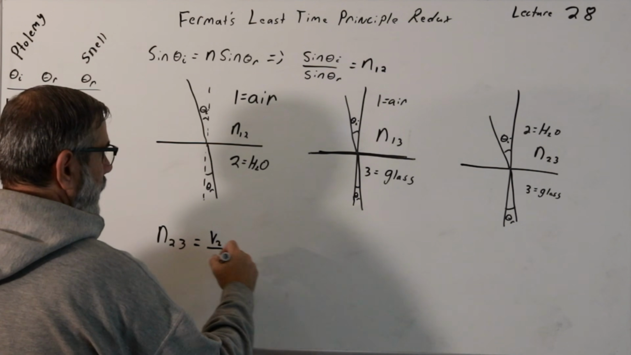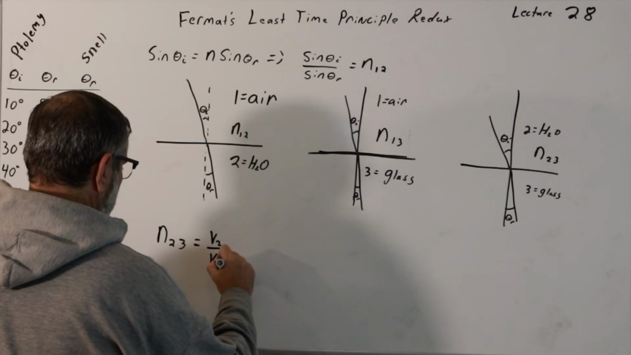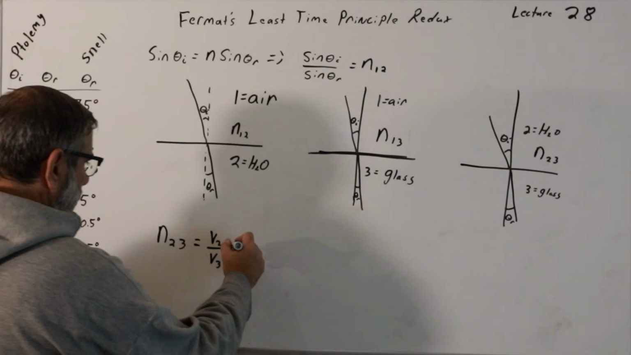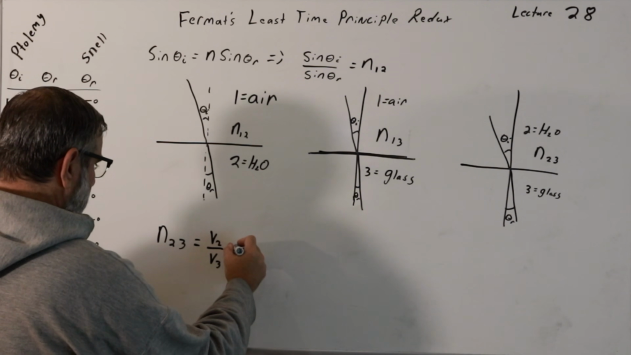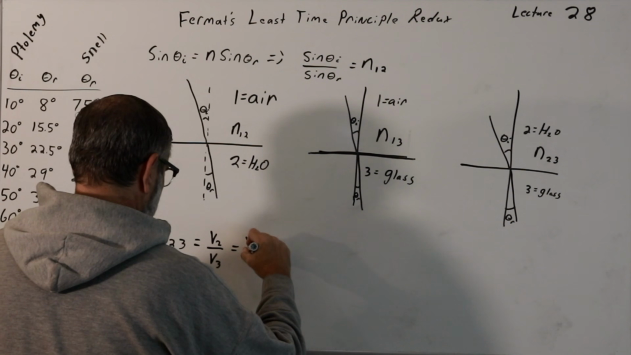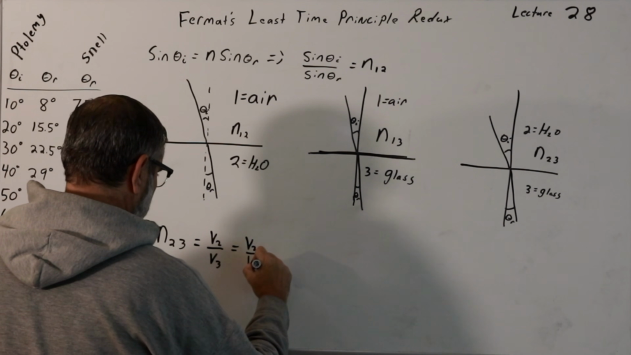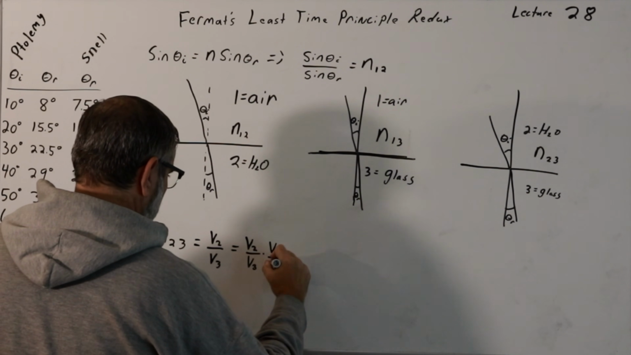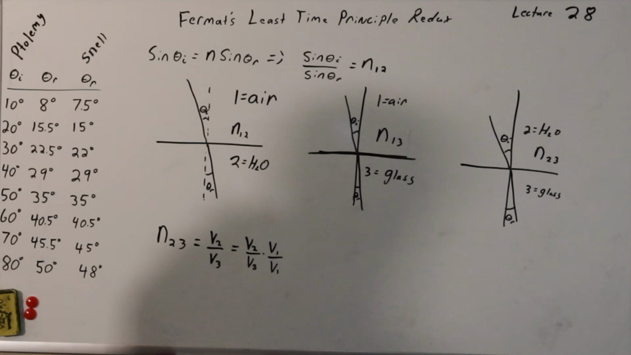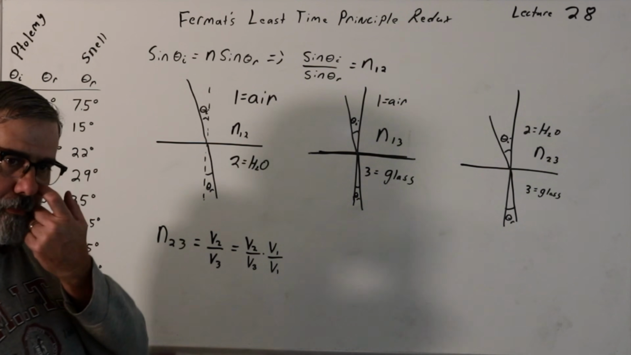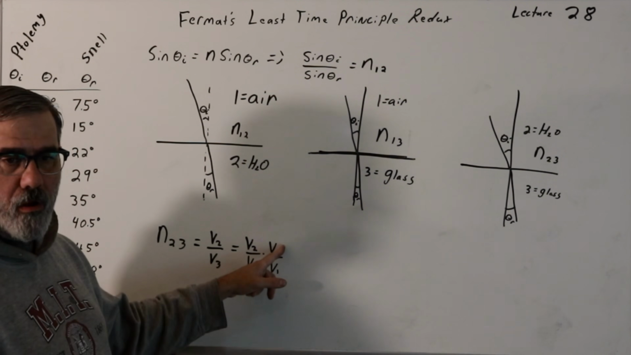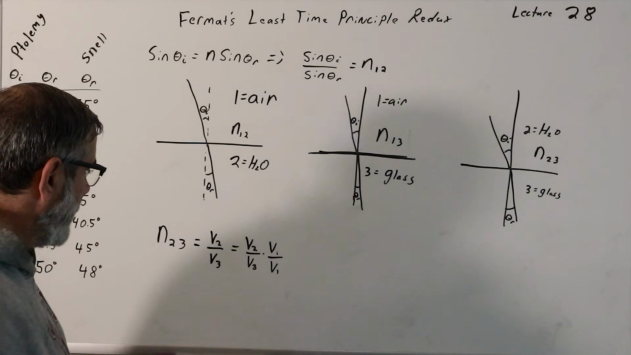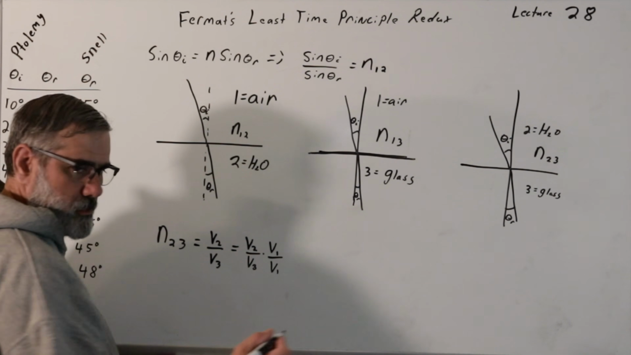So this is the velocity of light in water over the velocity of light in glass, and that's what this index represents. But we can rewrite this. We can take V2 over V3 and multiply that times V1 over V1. Because that's just 1. You can always multiply anything times 1. That's the velocity of light in air, divided by the velocity of light in air, which of course is going to be 1.